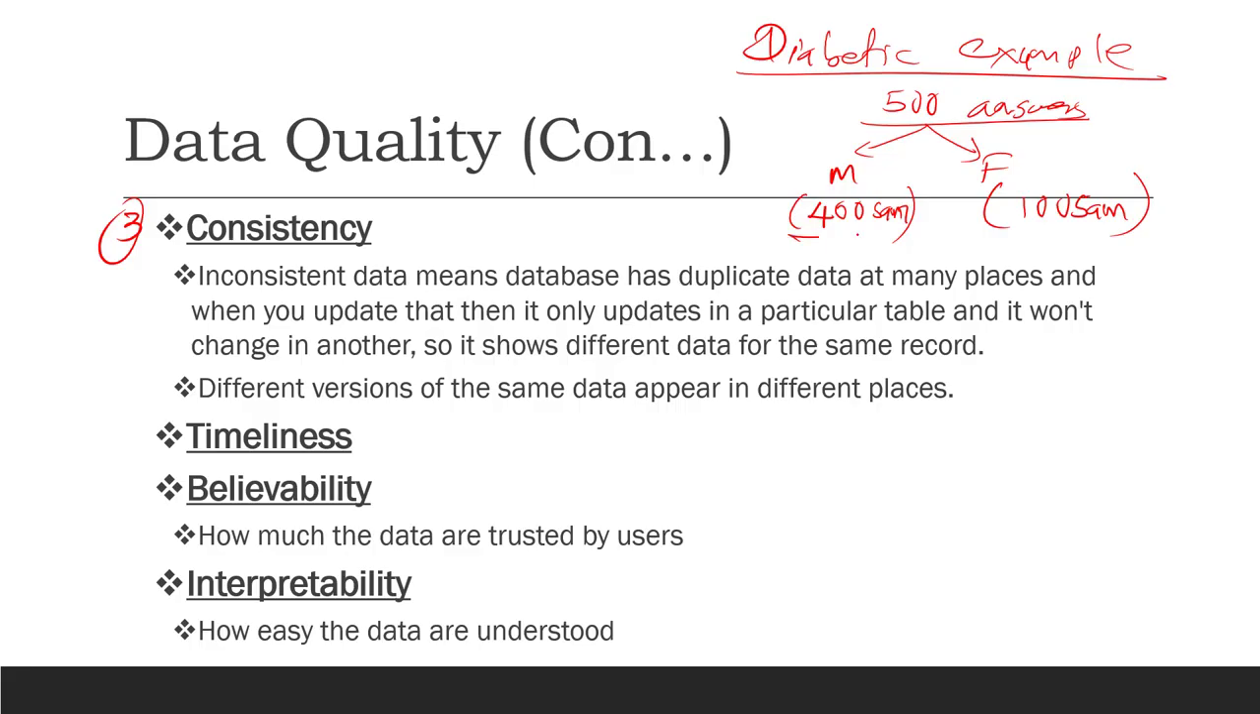What do you think about this? So 400 diabetic patients he considered for male, 100 diabetic patients for female. What do you think about this data with the consistency? Before thinking about the consistency, tell me, if you are using this data set, whether your model will work properly or not? If not, why? What is the reason?